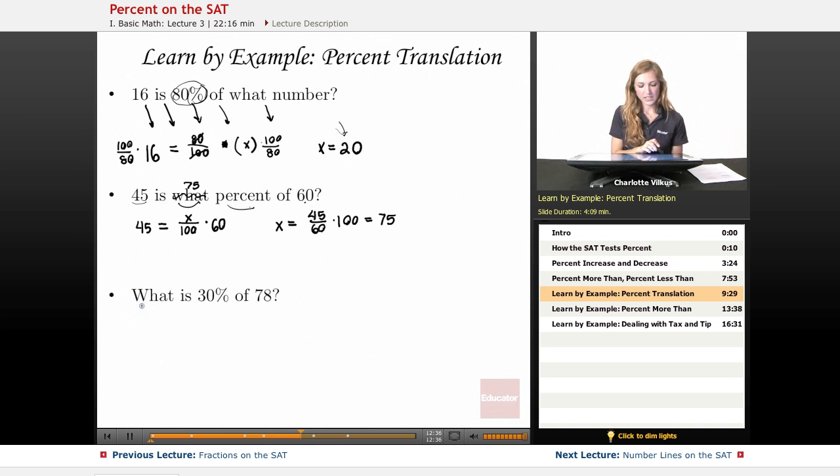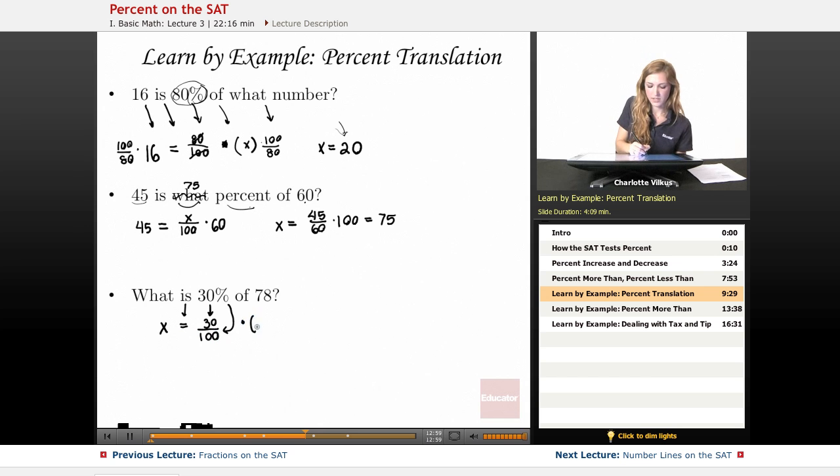For our last question, we have what is 30% of 78? So what, x, is equals 30%, is going to be 30 over 100, and then "of" times 78. And this one's our easiest type of example. When we already have x by itself, we can just take these two numbers, plug it right into our calculator, and we're going to get that x is equal to 23.4.